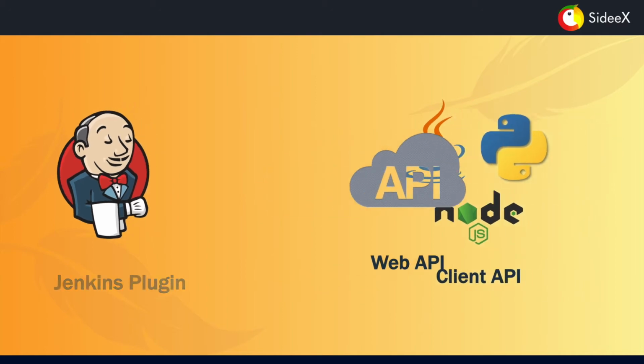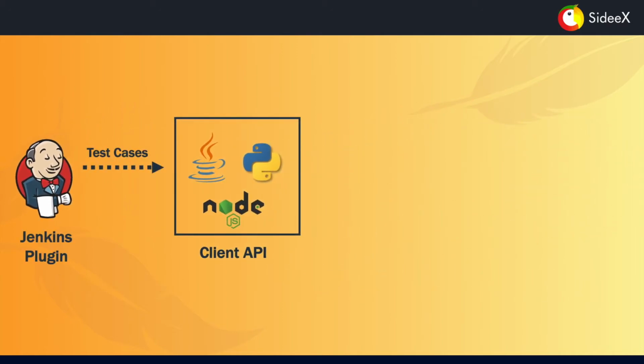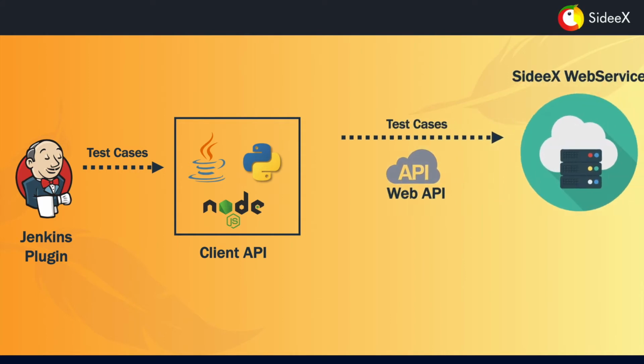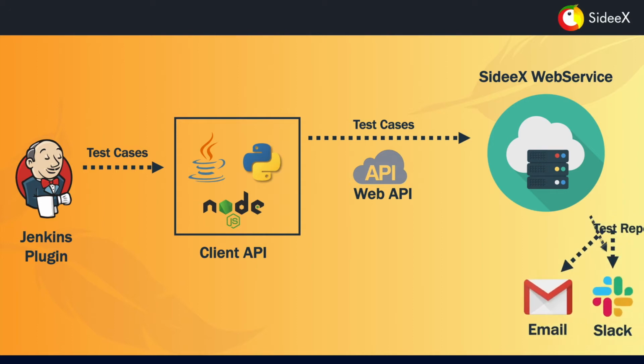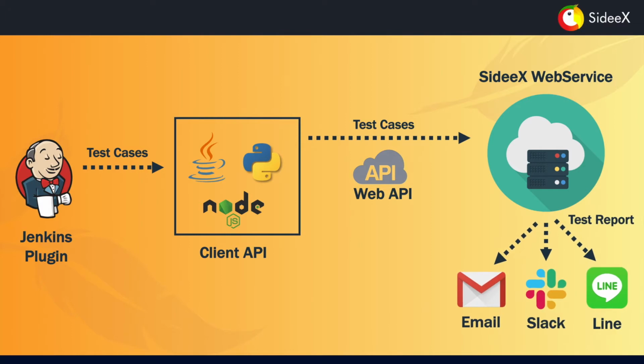The structure of the whole web service looks something like this. The client side can use the CDEX Jenkins plugin to send some test cases via the Client API, which uses the Web API to send the test cases to the testing server. So, it is possible to invoke the server using any of these three tools on the client side. And on the server side, the CDEX Web Service will execute your test cases, and when the execution is finished, the server will send the test report via email, Slack, or Line. The server will also send the test report back to Jenkins by the same path the test cases were sent.